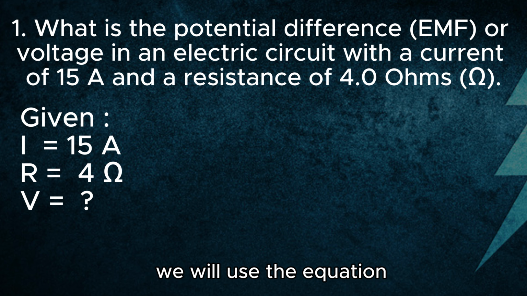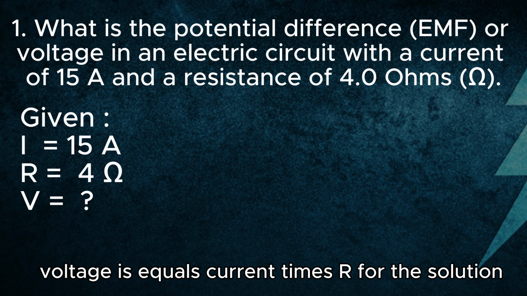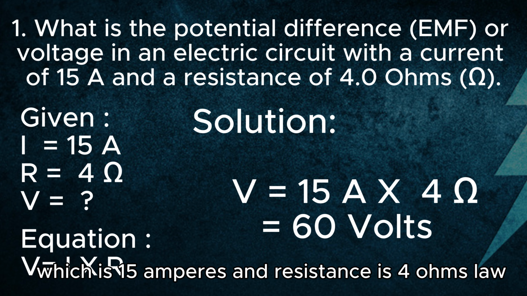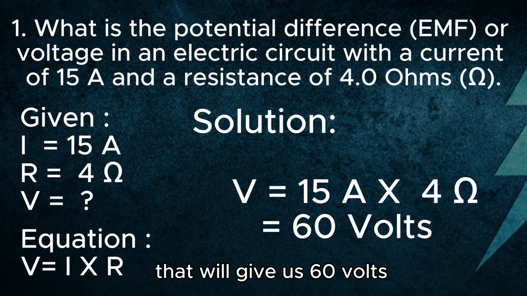We will use the equation voltage is equal to current times R. For the solution, substitute the value of current, which is 15 amperes, and resistance, which is 4 ohms. That will give us 60 volts.